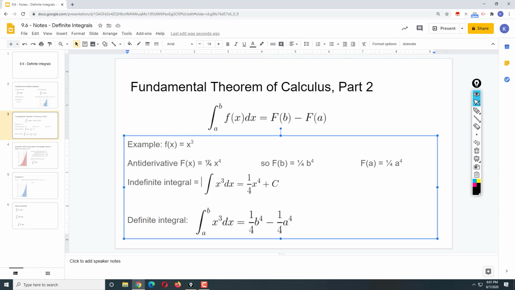Well, the indefinite integral of x cubed would be 1/4 x to the 4th plus c. The definite integral from a to b of x cubed dx would be 1/4 b to the 4th minus 1/4 a to the 4th. Why? Because 1/4 b to the 4th, that's just big F of b. And 1/4 a to the 4th, that's just big F of a. Okay.